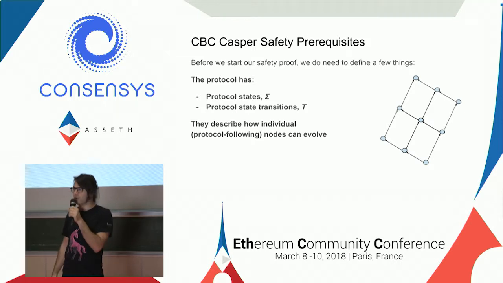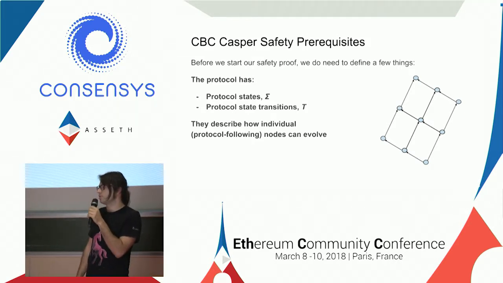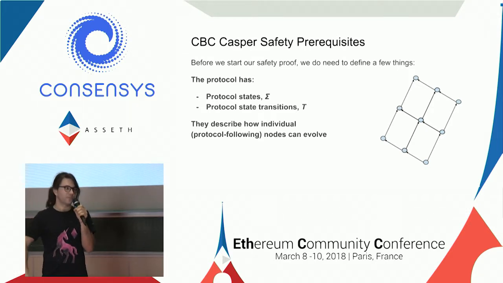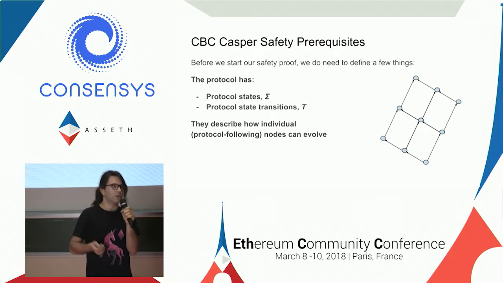So we have a protocol. It's got some protocol states. It's got some protocol state transitions. I'm representing them as these little nodes with arrows. The nodes are states and the transitions are the arrows. Basically, they describe how nodes evolve in the protocol.